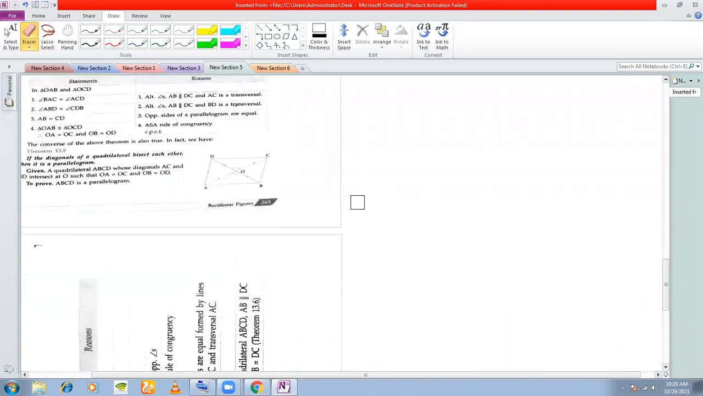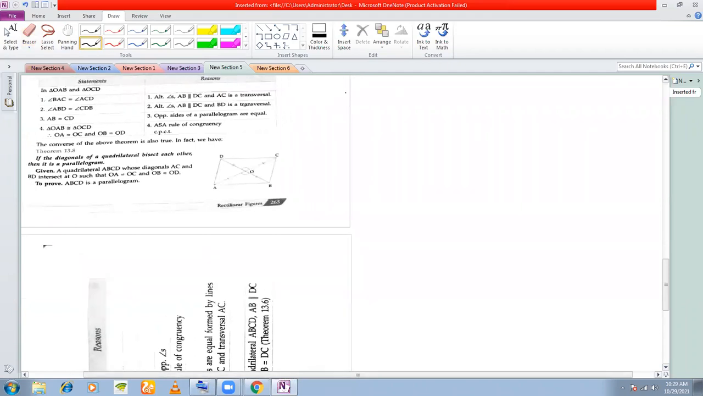We have little time left, so whatever it is, I'll just make you understand this theorem. I'll complete the proof next day. The statement here is, if the diagonals of a quadrilateral bisect each other, then it is a parallelogram. Just the converse of what we have done. In the earlier one, it was given that it is a parallelogram, and you have to prove that the diagonals bisect each other. Here it is given to you that the diagonals bisect each other. You have to prove that it is a parallelogram.